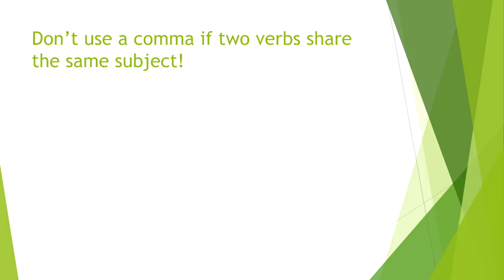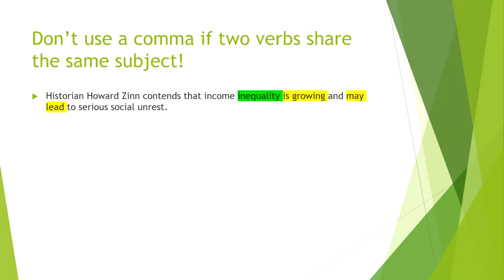Now here's the problem. Don't use a comma if two verbs share the same subject. For example, historian Howard Zinn contends that income inequality is growing and may lead to serious social unrest. You wouldn't want to put a comma there between growing and may lead, because is growing and may lead share the same subject, inequality.